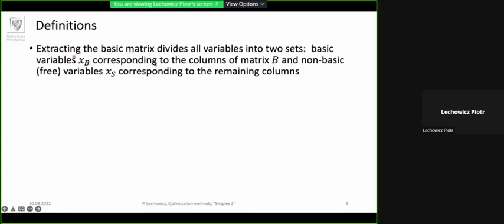And by extracting the basic matrix, we divide all variables in our problem into 2 sets. The first one is the set of basic variables, and the second one is the set of non-basic, otherwise called free variables. Basic variables correspond to the columns from which we create a basic matrix, and free variables correspond to the remaining columns, which are not included in the basic matrix.